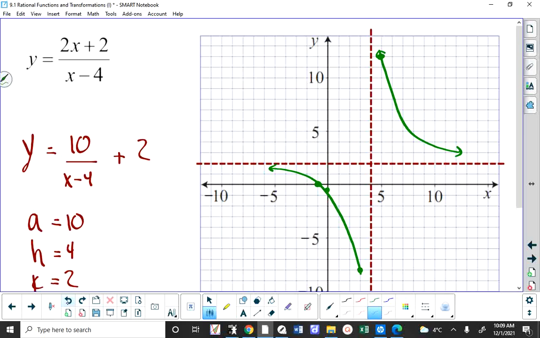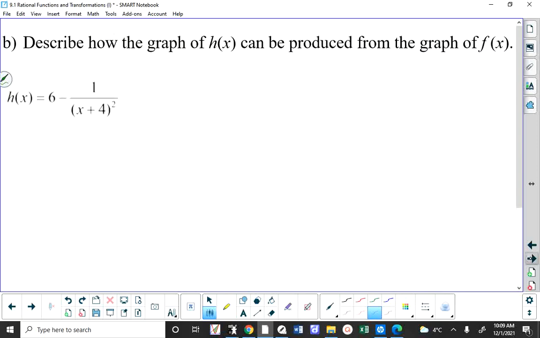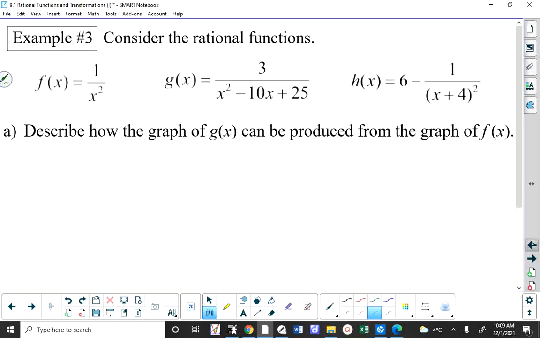I think we have one last example we are going to look at here. Example 3. So we have 3 functions, f of x, which is 1 over x squared, g of x, which is a different function, and h of x, which is a third function. And it turns out that you can get g of x from f of x. I'm going to give you a minute to think about how. I don't know if anybody will get this. I hope some of you do.